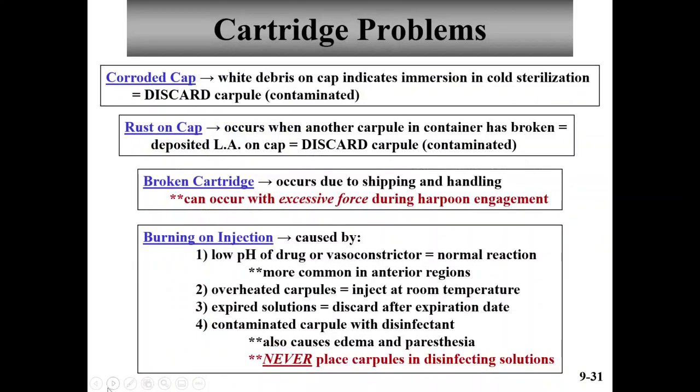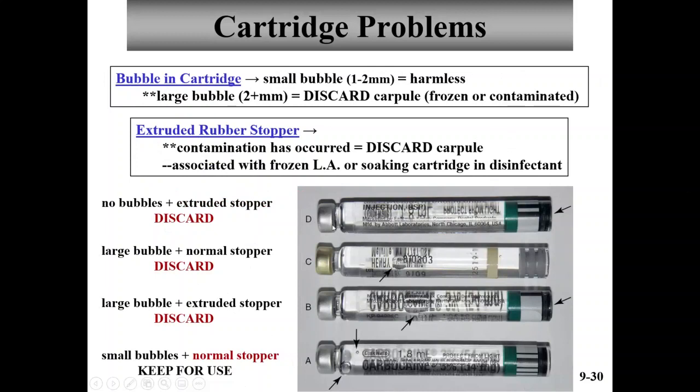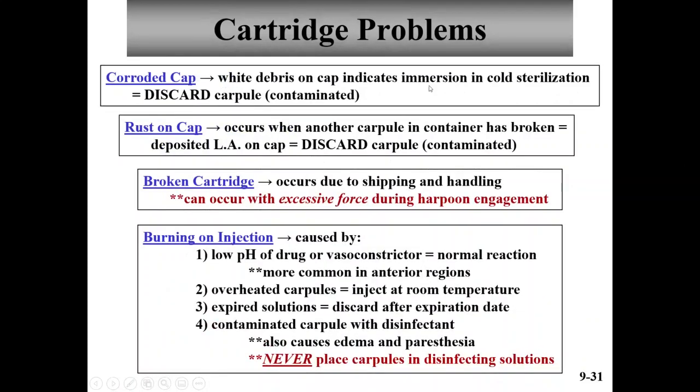The cap, we're talking about this end, is where the membrane is located within this cap. If the cap has white debris on it, that means it's either been soaked in cold sterilization or it's somehow contaminated. You want to throw that away, discard the carpule, don't use it. If there's rust on the cap, that can happen if a carpule within the blister pack breaks, and it will rust, so that's contaminated, throw it away. Obviously, if a carpule's broken, you don't want to use it.